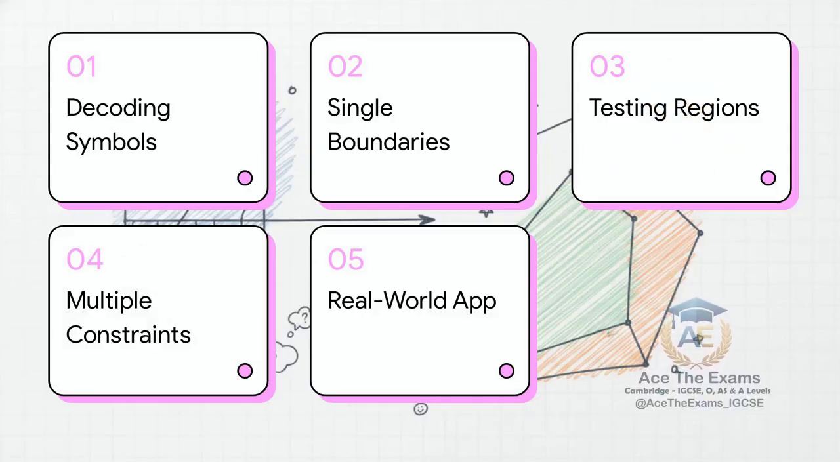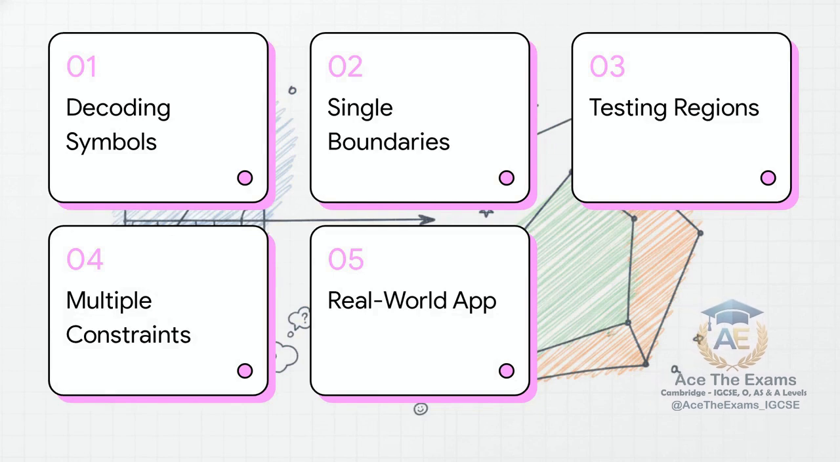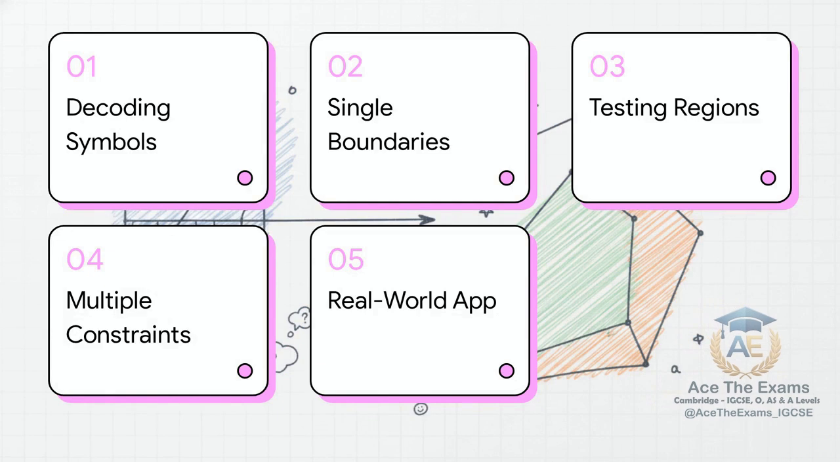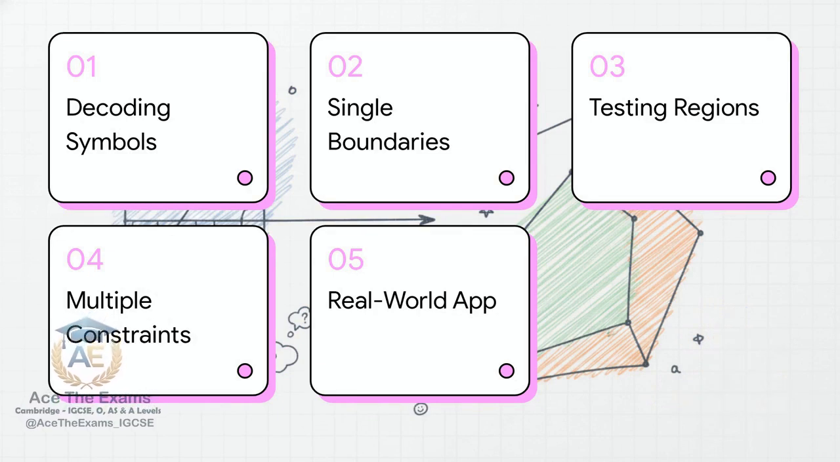Here is our roadmap for today's strategy session. 1. Decoding inequality symbols. 2. Graphing single boundaries. 3. Testing the regions. 4. Combining multiple constraints. And 5.